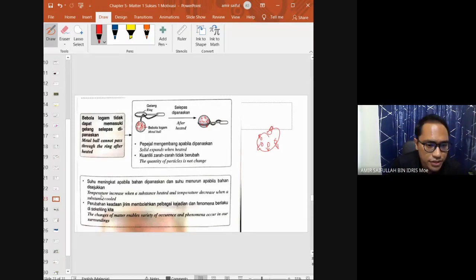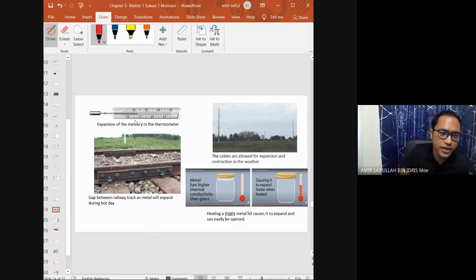Okay, so temperature increases when the substance is heated and decreases when the substance is cooled. The change of matter enables a variety of occurrences and phenomena. These are the phenomena when a substance expands: expansion of matter. You see inside here is actually mercury. It's a metal. When you place it in a hot substance, the hot substance gives a lot of heat to this part, which is the mercury. You can see the mercury expanding. That's why it gives you the temperature reading. Because the mercury expands in size, you can see it moving. So the expansion is in the mercury in the thermometer.